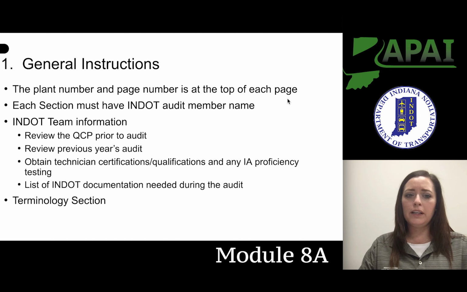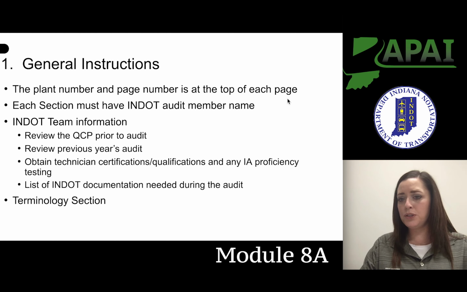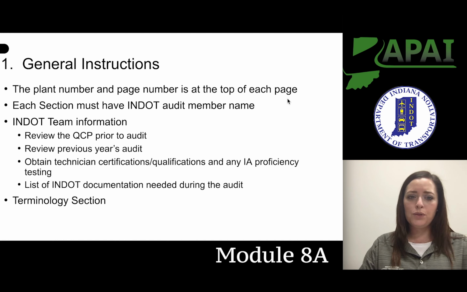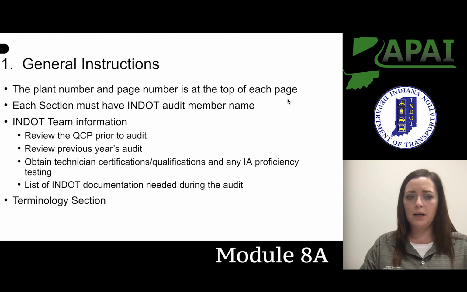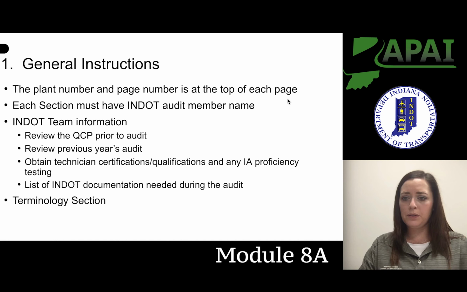Prior to the audit, there are a few things that the audit team, or the INDOT team, should do. One of those is to review the quality control plan for that particular plant. This shows all of the general information, and you should make sure that it is up to date. You also need to review the previous year's audit, see if there were any corrective actions, and we'll go through what those are, but see if there were any problems or any concerns from the previous year's audit.